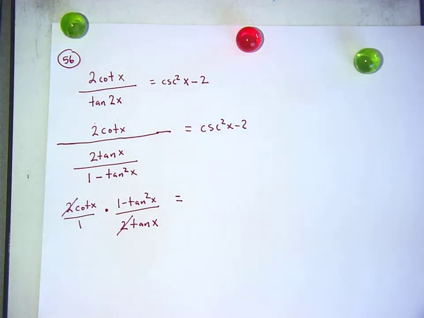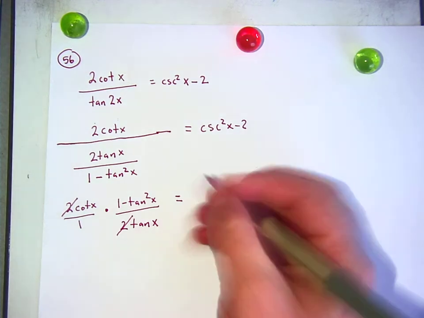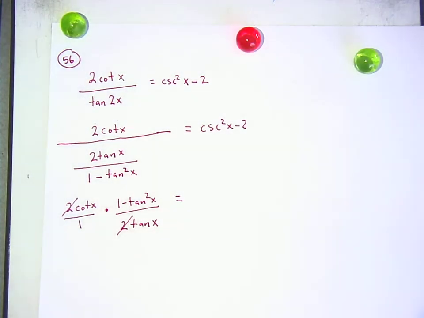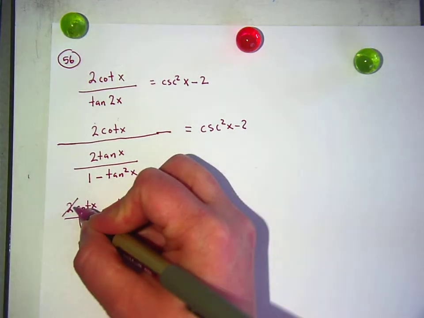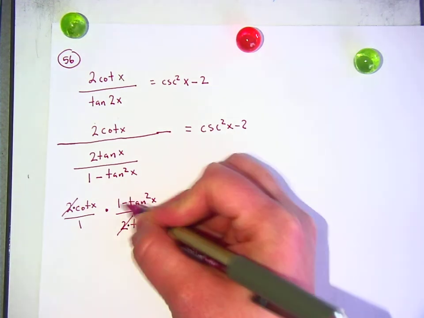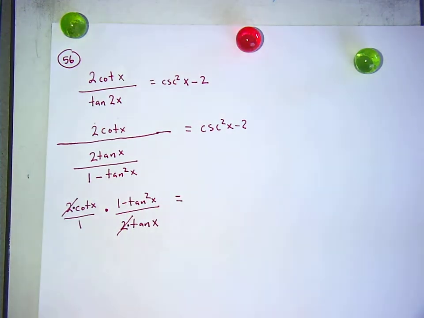Okay, so you can't take out the ones because the 1 is connected to the tangent. Right, okay. That was my dumb question. That's not dumb. But then why can you take out the 2's if you can't take out the 1? Because this is 2 times, and that's 1 minus. So if there's a plus or a minus, it's attached to the other thing, but with times, you can cancel out anything you want.